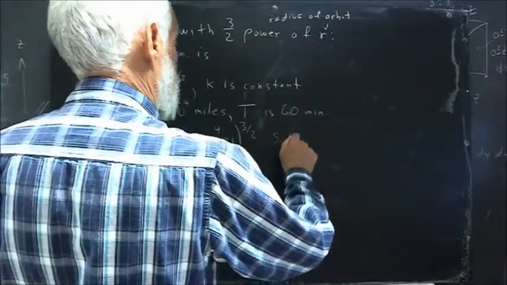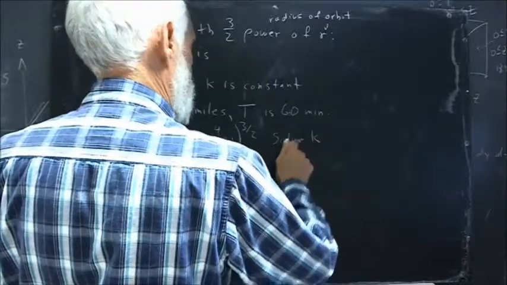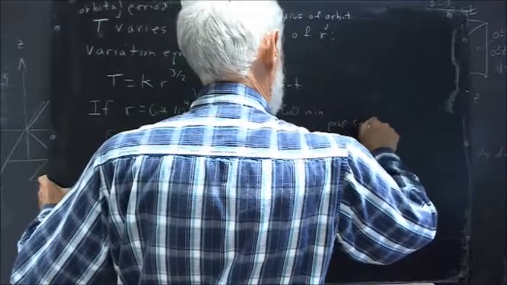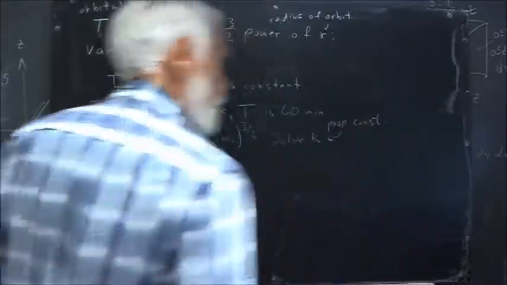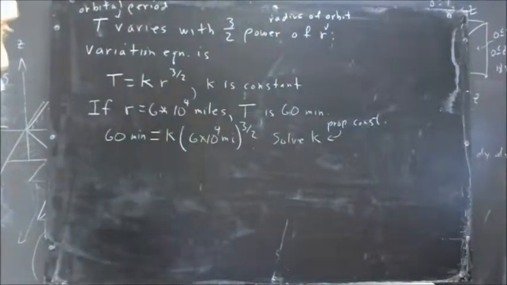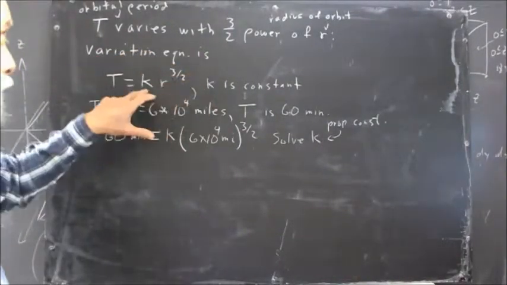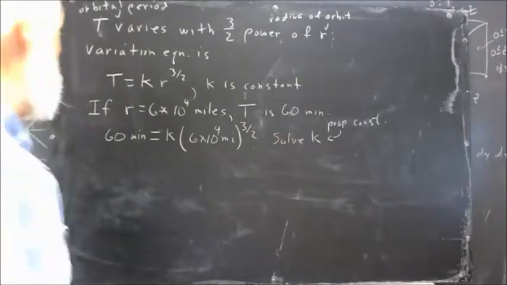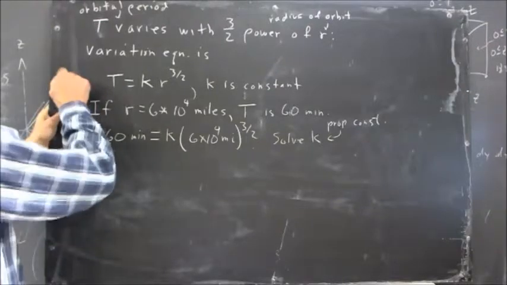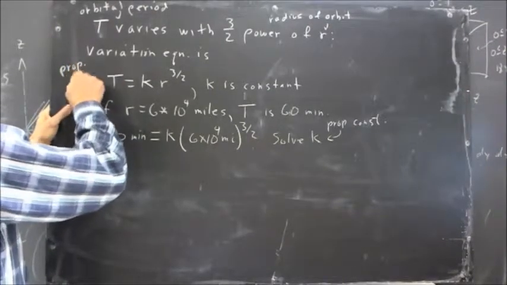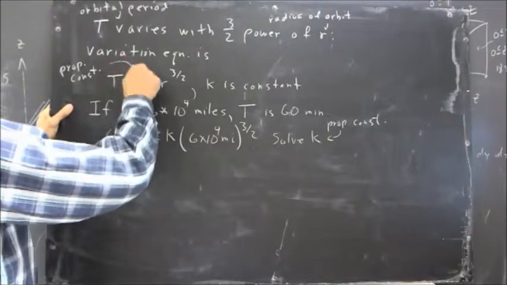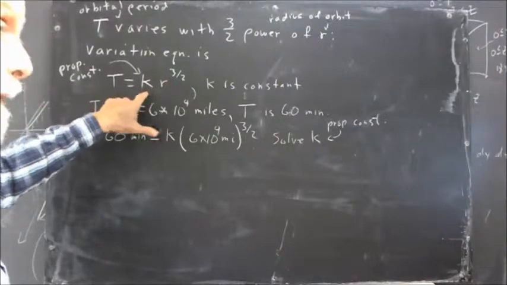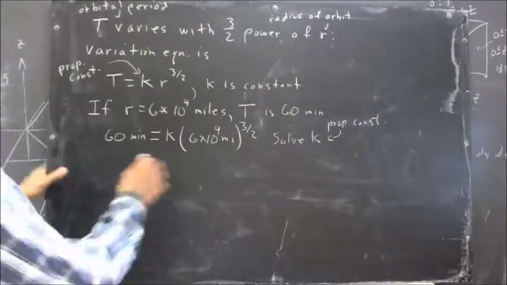We need to solve for k. And k is the proportionality constant. So when the problem says solve for the proportionality constant, if you write the variation equation, you have to write it with a proportionality constant. That always has to be there. So let's label it up here too. Proportionality constant is k, and any variation equation will have a proportionality constant k. So anyhow, we solve for k.